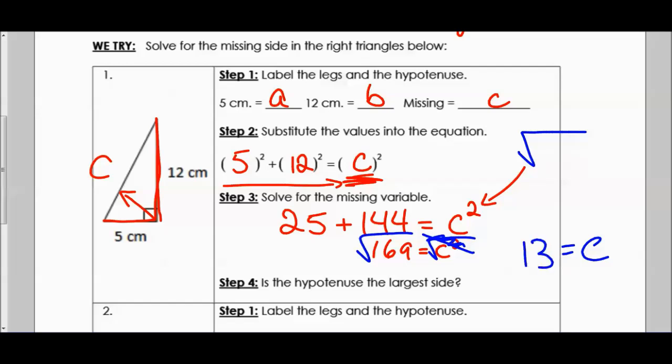We always want to check this. Is that longer than the other two sides? Yeah, 13 is bigger than 5 and 12, so we did that correctly. You can also just plug it back into the equation and make sure it makes sense. 25 plus 144 should equal 13 squared.